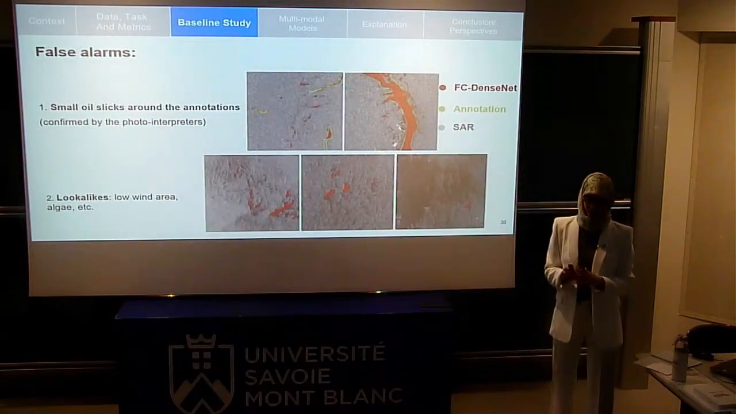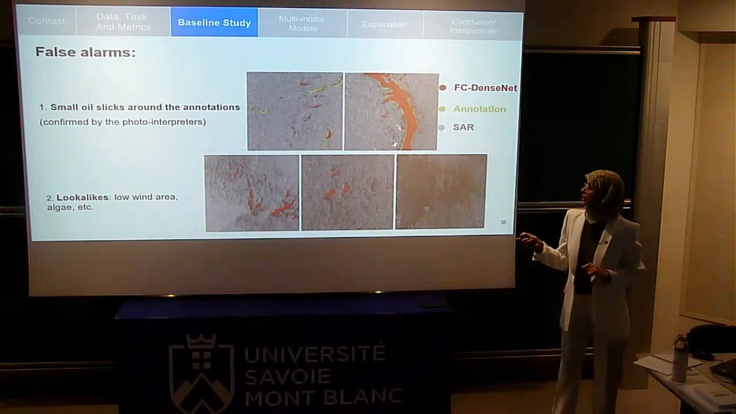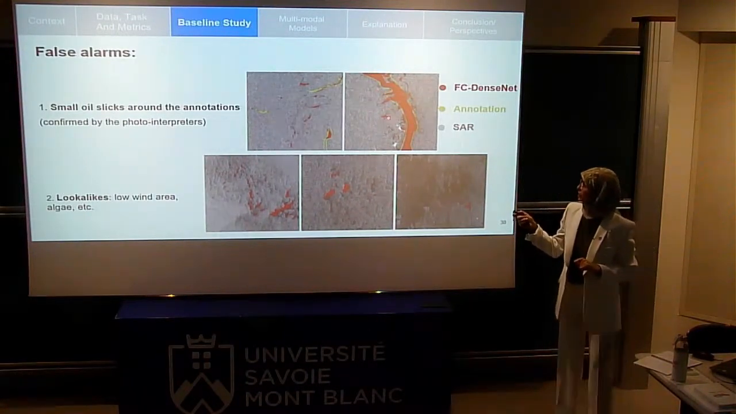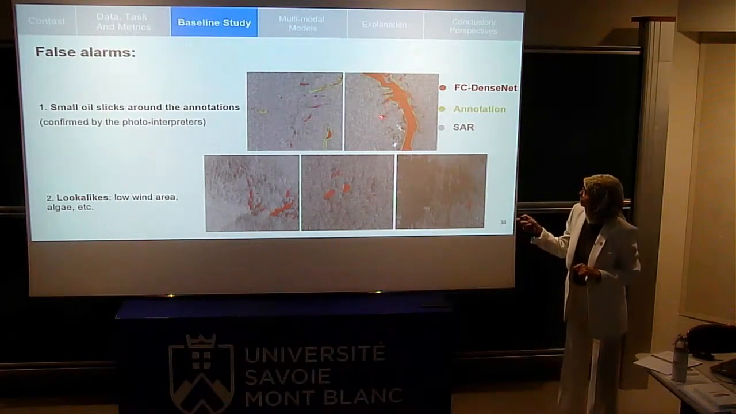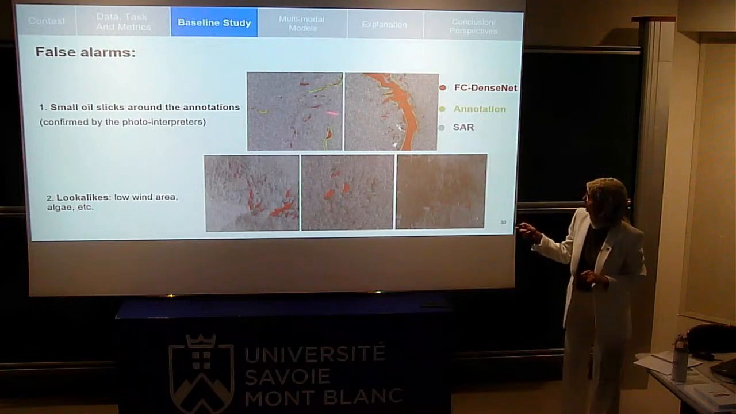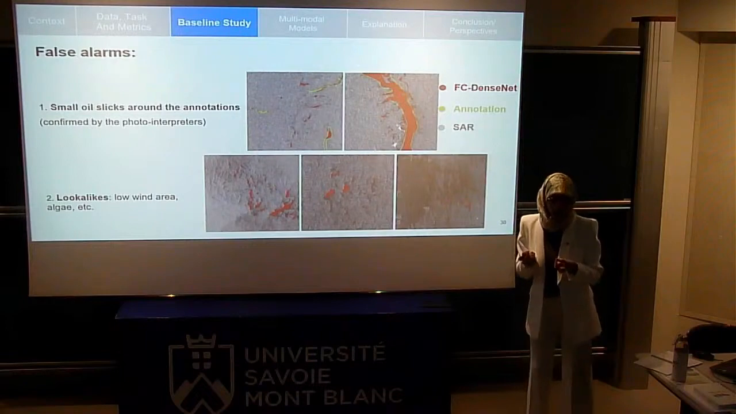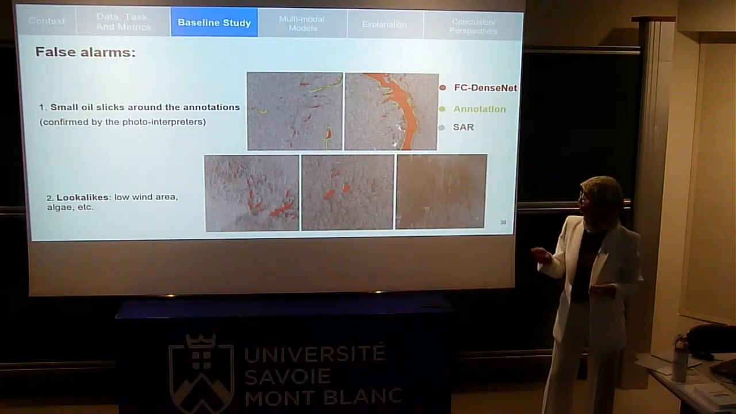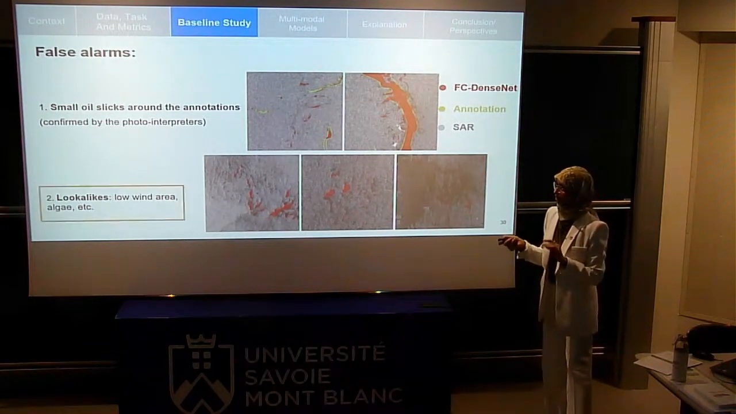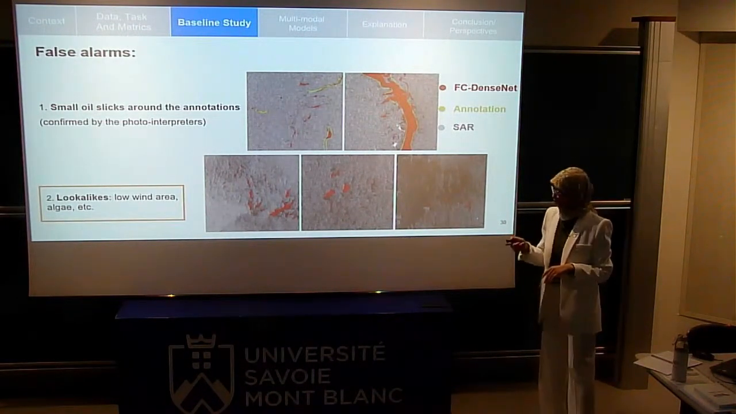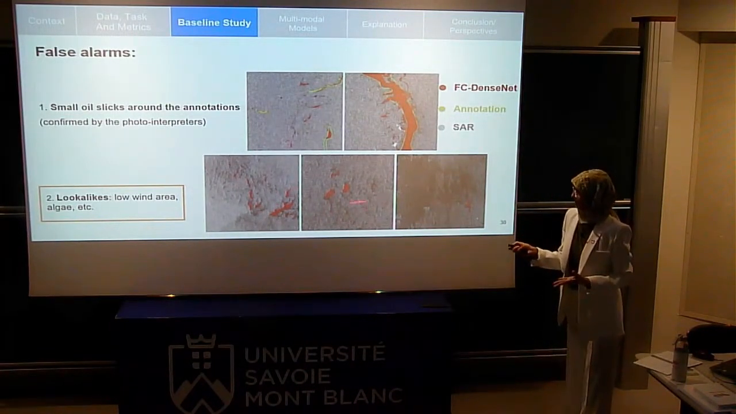These false alarms are of two categories. The first category is small oil slicks that are surrounding an annotation. Here is an example of the ground truth in green and some false alarms in red outside. These false alarms, based on the photointerpreters, are some oil slicks that are not annotated because they are too small to be annotated. The second category is the real false alarms category, which is the lookalike, where we find some area of low wind or algae or upwelling.